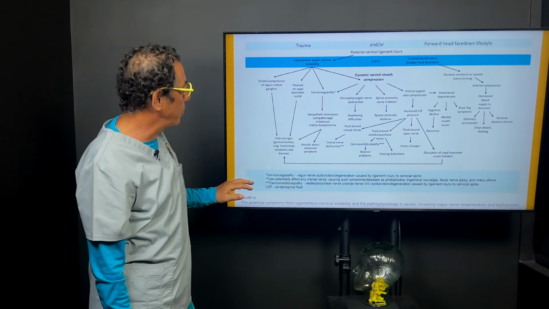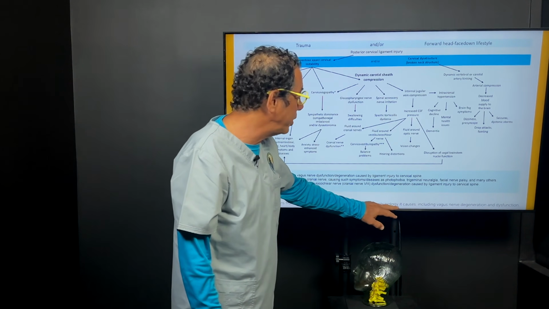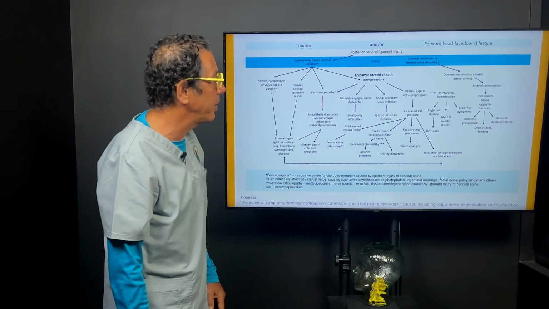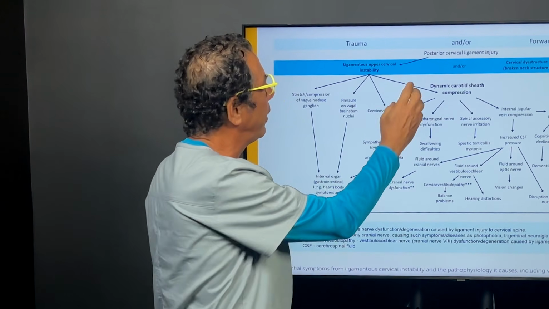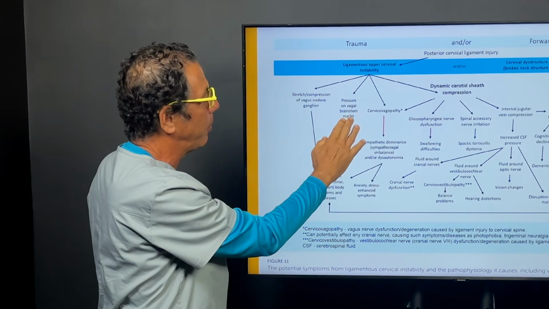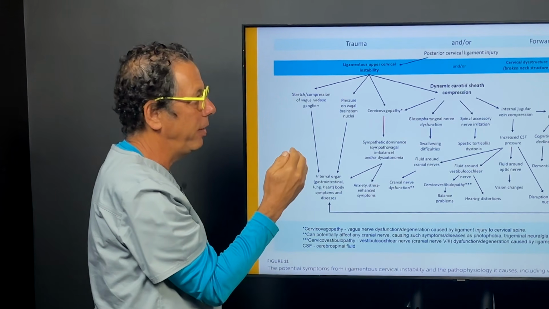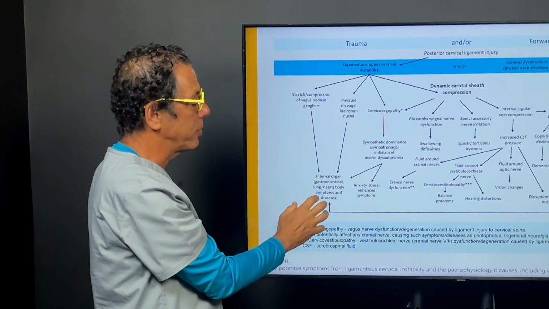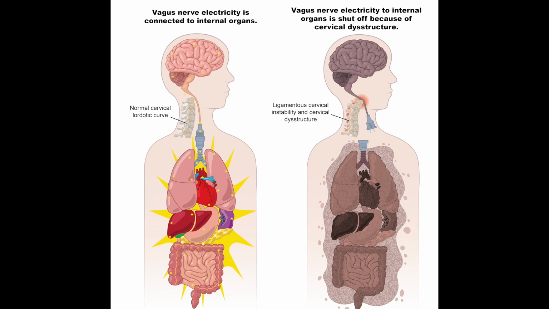And this just kind of shows the potential symptoms from ligamentous cervical instability and the pathology it causes, including vagus nerve degeneration and dysfunction. So a person has a forward head. They get ligamentous upper cervical instability. The vagus nerve and the brainstem get injured or stretched, and they get vagus nerve conduction blocks, and then of course the internal organs aren't doing well. So if you have an internal organ problem that nobody can seem to figure out why it's not doing well, then it's probably the electricity to it is being affected.